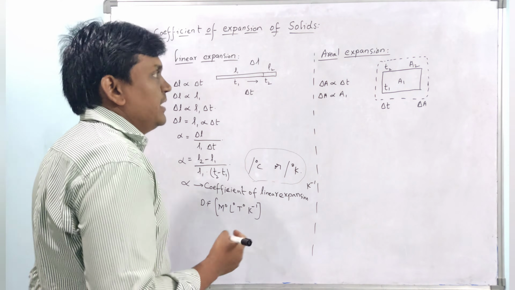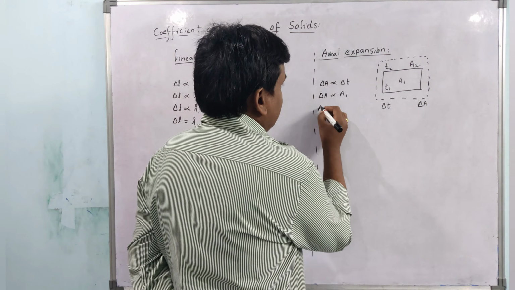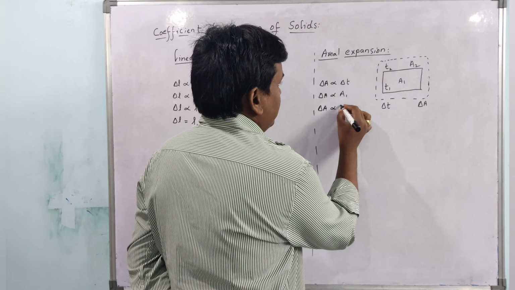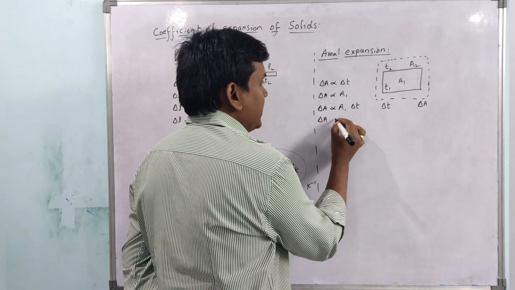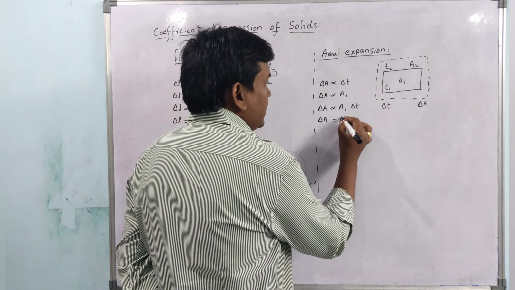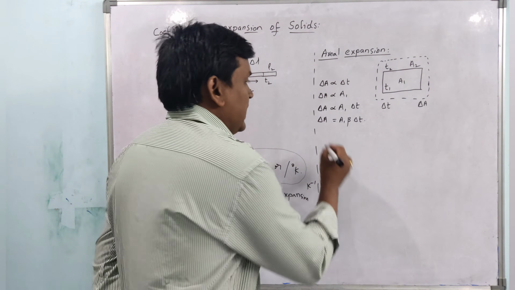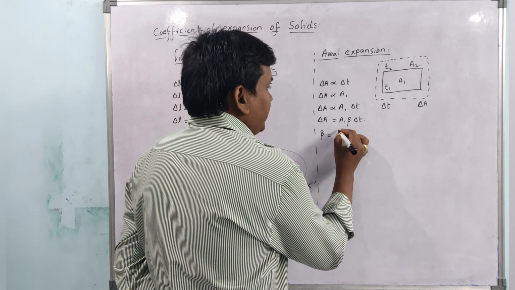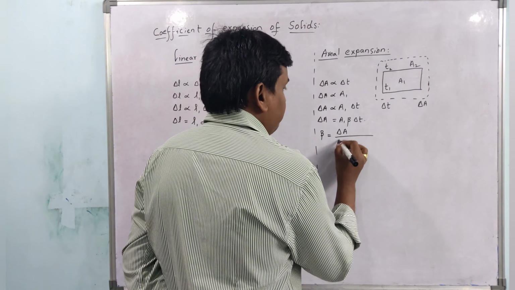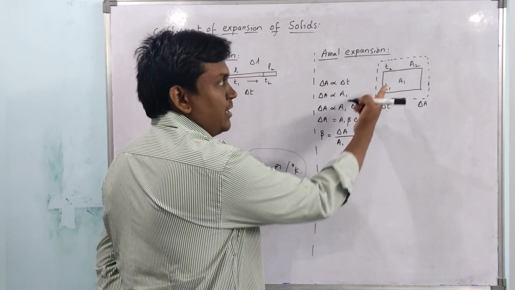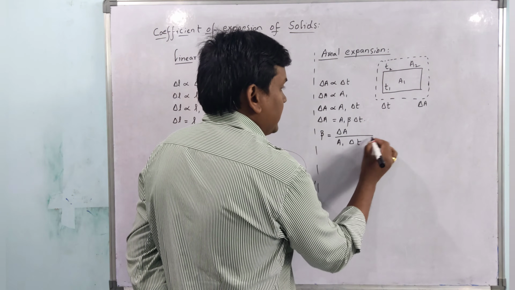As we have discussed before, it depends on A1 also. So by that we can write that delta A is directly proportional to A1 delta T. And to make this equal, we need a constant. So delta A is equal to A1 beta delta T. And beta can be written as beta equal to delta A, change in area by original area, per change in temperature.